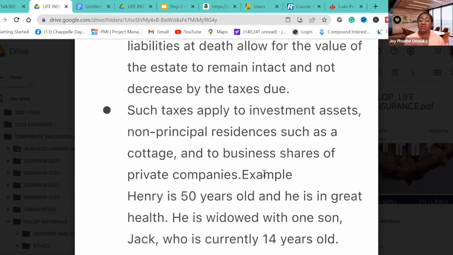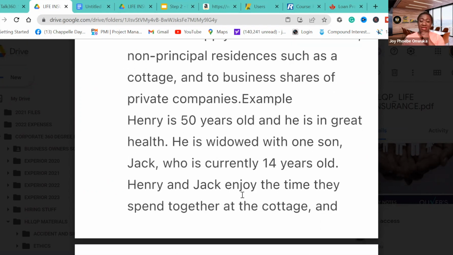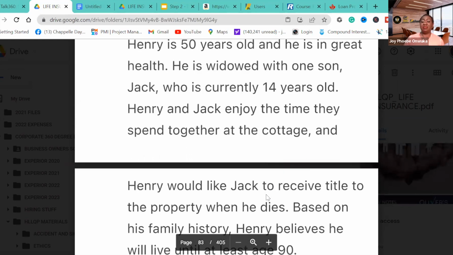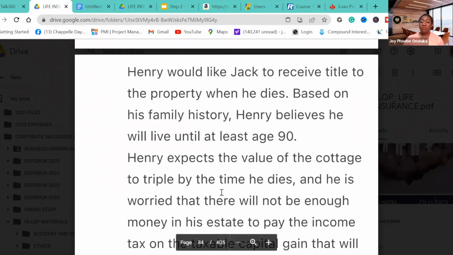Okay? For example, Henry is 50 years old and he is in great health. He is widowed with one son, Jack, who is currently 14 years old. Henry and Jack enjoy the time they spend together at the cottage. And Henry would like Jack to receive title to the property when he dies. Based on his family history, Henry believes he will live until at least age 90. Henry expects the value of the cottage to triple by the time he dies.